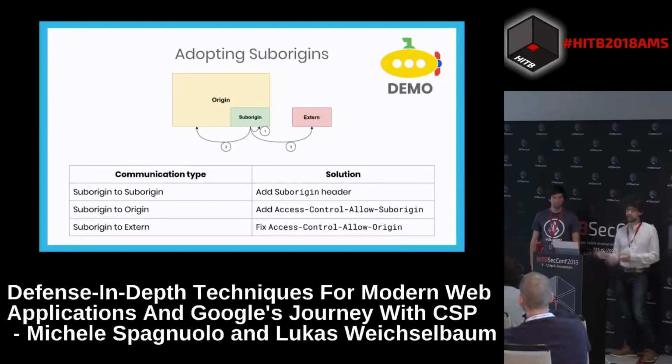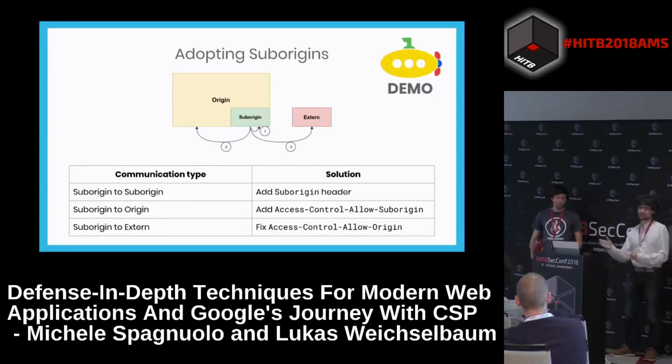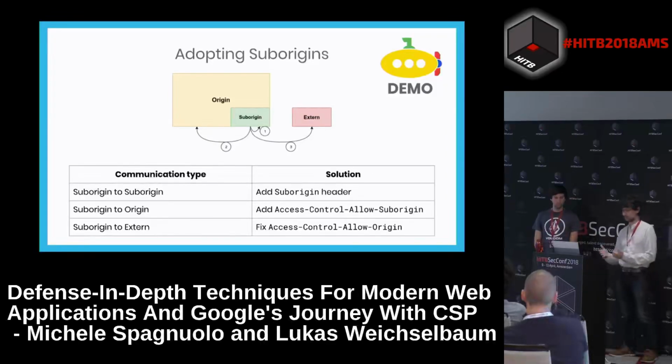If you want to communicate to the parent origin or to the origin in general, then you need the origin page receiver or sender, let's say endpoint, to add Access-Control-Allow-Suborigin, which is a new header. There is Access-Control-Allow-Origin, right? But there would be allow suborigin. Maybe. This is not set in stone, of course, this is being discussed. And suborigin to external, the other endpoint should have Access-Control-Allow-Origin.